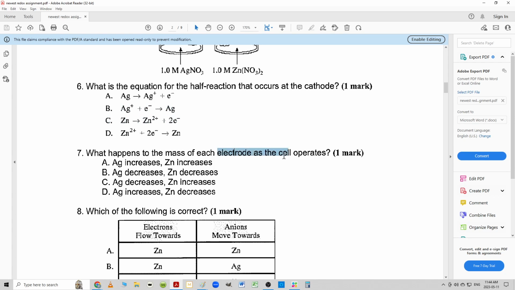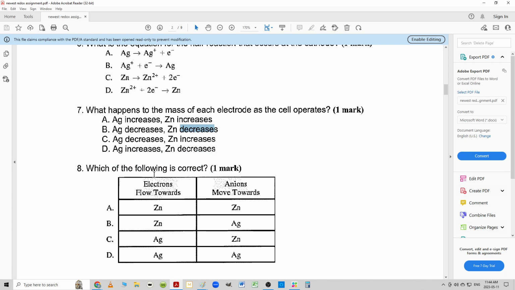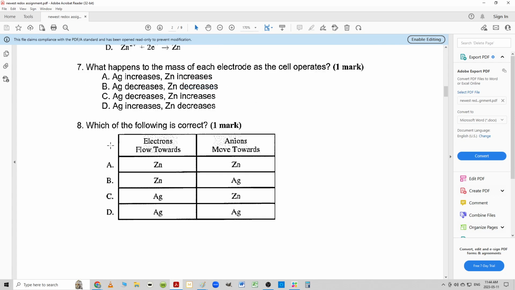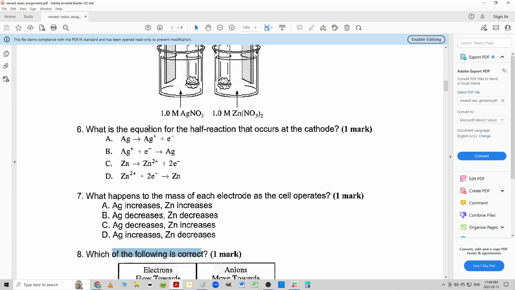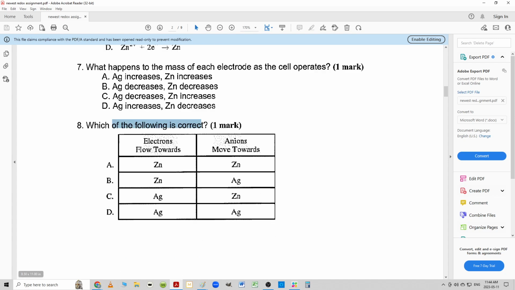What happens to the mass of the electrode? The Ag increases and the zinc decreases. So I'm not going to answer these anymore. Which of the following is correct? Electrons flow towards, okay, so the electrons are being ripped off zinc, travel through the wire, and down to Ag. Okay, I have to go now. All these are answered in this fashion.